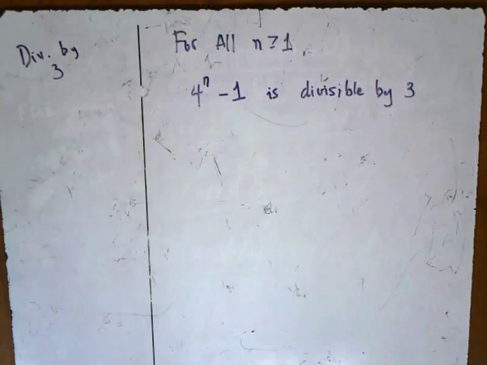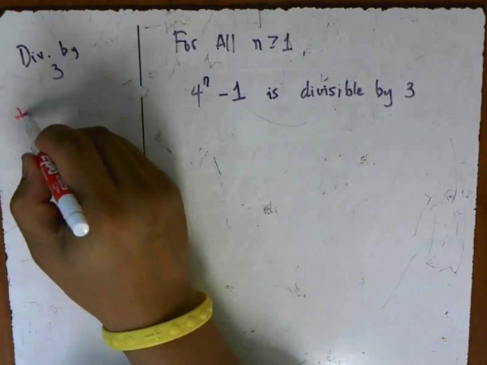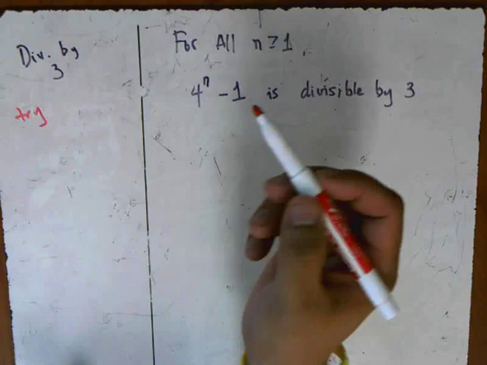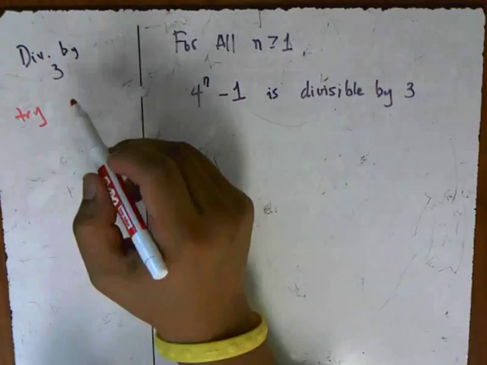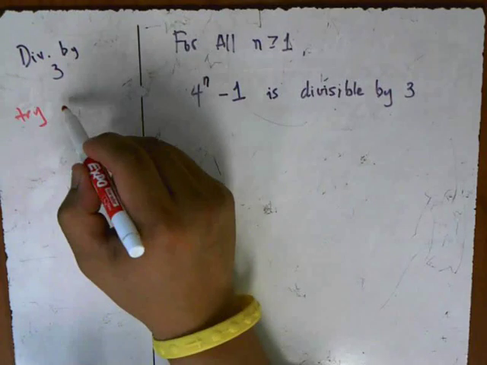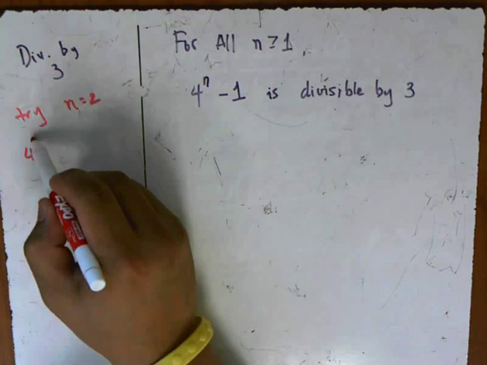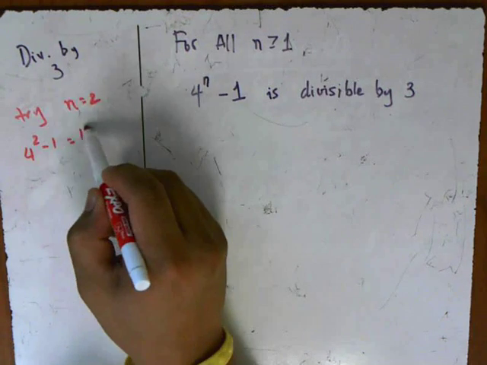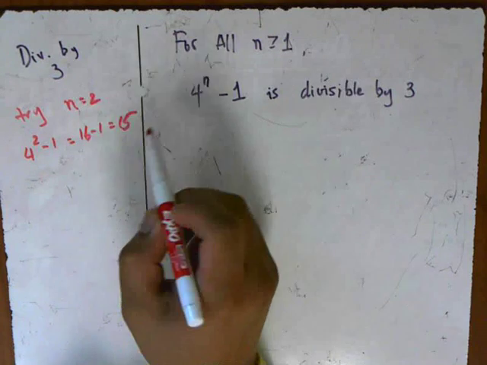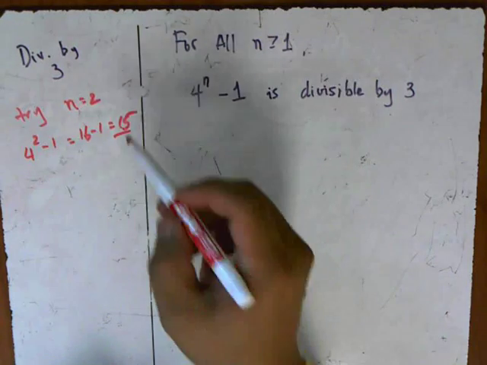Before we dive into this, let's just try a few things and see if this is true. Let's try a small number. Try n equals 2. Well, does this work? 4 squared minus 1 is equal to 16 minus 1, which is 15. This is divisible by 3, so this works.